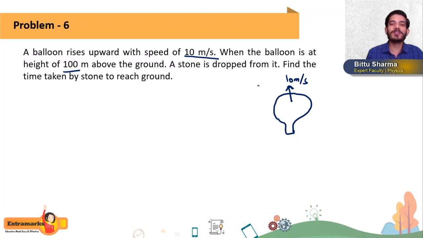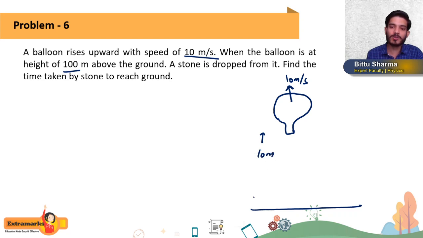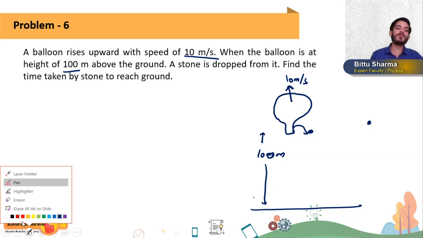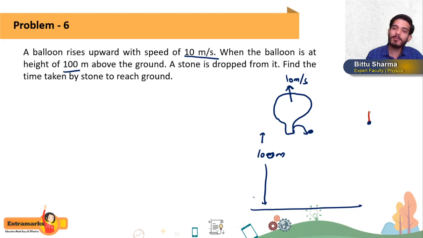So the balloon rises upward with the speed of 10 meter per second when the balloon is at a height of 100 meter. So when this height is 100 meter, students, a stone is dropped from the balloon. Find the time taken by the stone to reach the ground. So students, we will consider only the stone when the balloon was moving upward. So with the balloon, the stone was also moving upward, means the initial velocity of the stone will be 10 meter per second in upward direction. u is equal to 10 meter per second, positive.